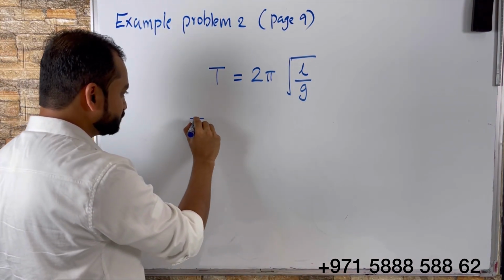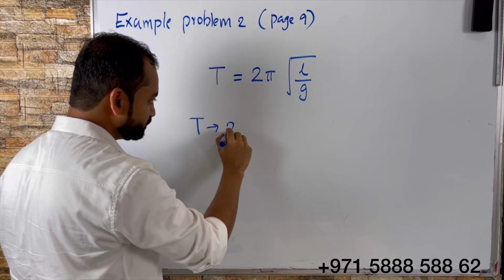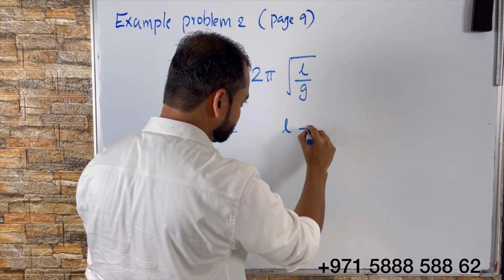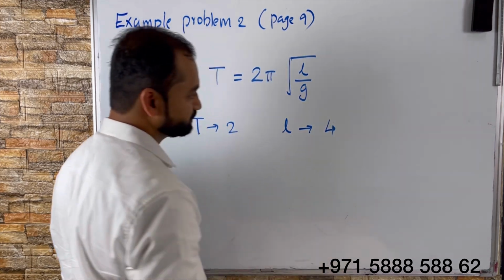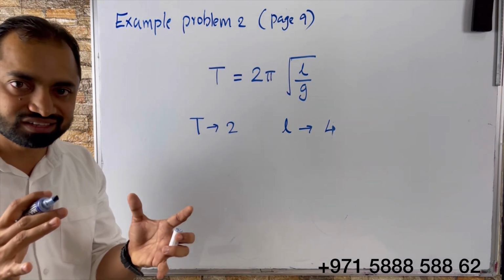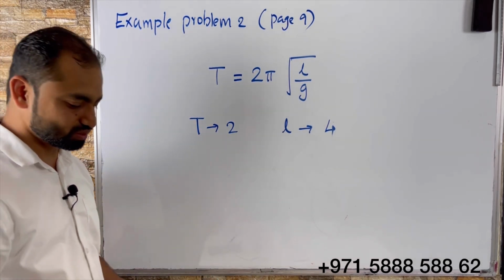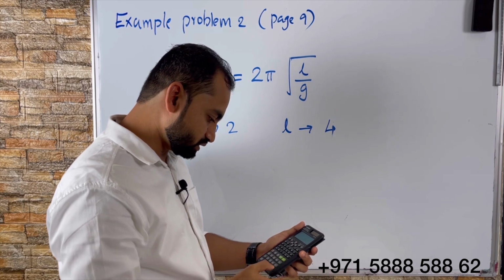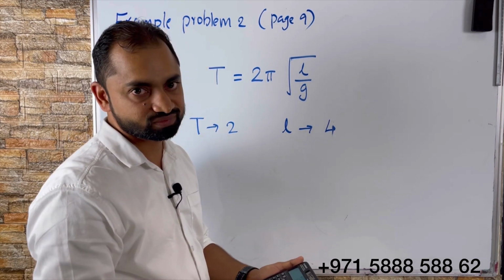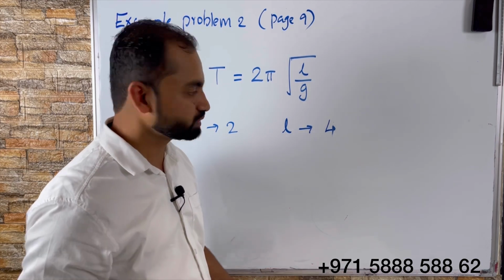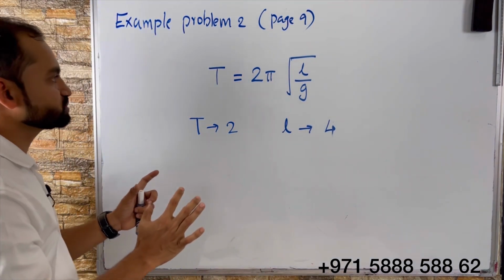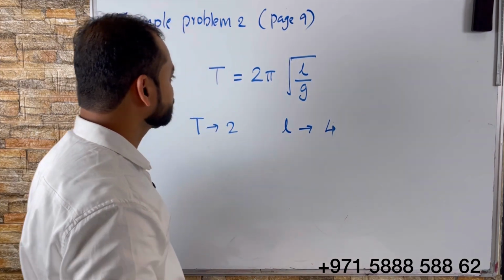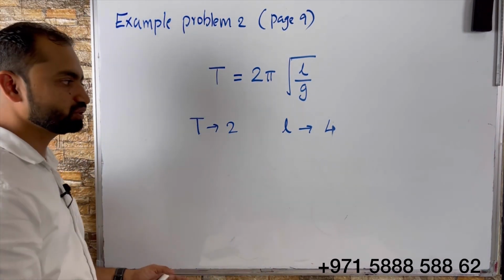So if you want to increase the time period by 2 times, then you need to increase the length by 4 times. Why? Because length is inside the square root. So what is the square root of 4? You check. The square root of 4 is equal to 2. So as length is inside the square root, you have to increase the length by 4 times, then only the period will be increased by 2 times.